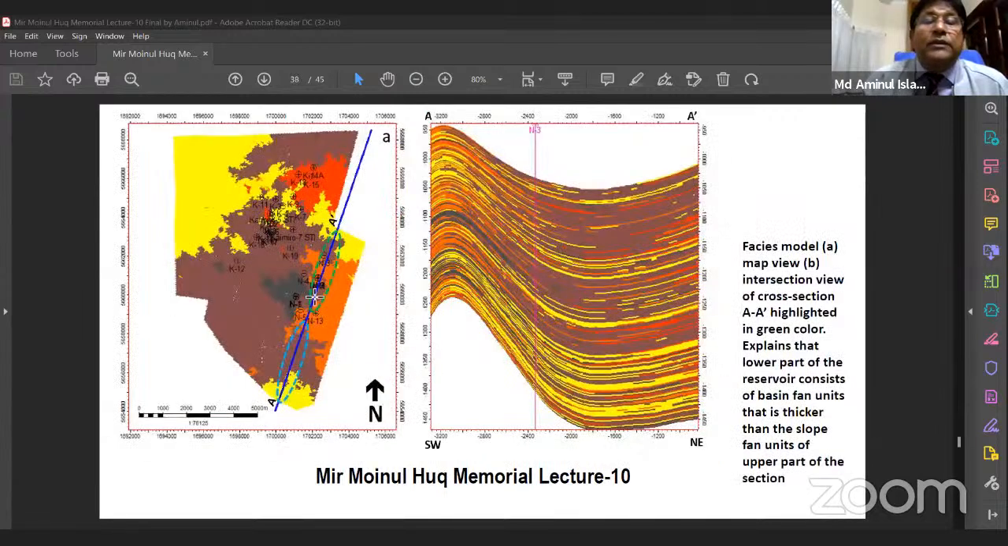You can see a cross-section through the facies model. This is a map view of a facies model, and you can see the cross-sectional view and very nicely how sand and silt or clay propagate vertically or laterally, so that you can have a better picture. Then you can see a very nice area of sand, and you can make your plan for how you can drill, where you can go for the next development well.